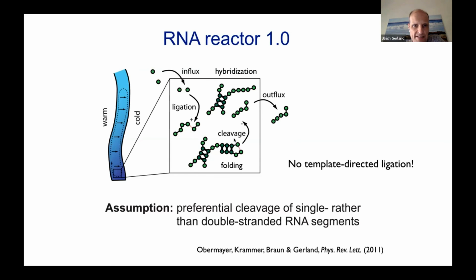Now, nevertheless, if you don't have template-directed ligation, you can imagine that you don't easily get a copying process. So you may say it's completely impossible to get replication in such a system.